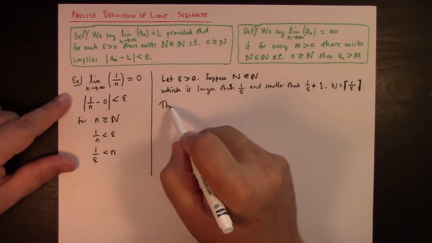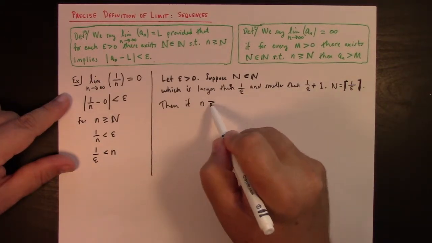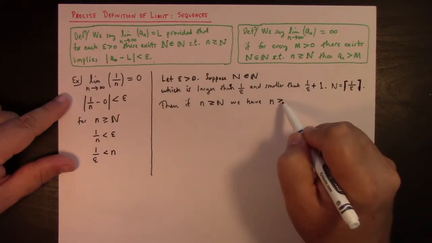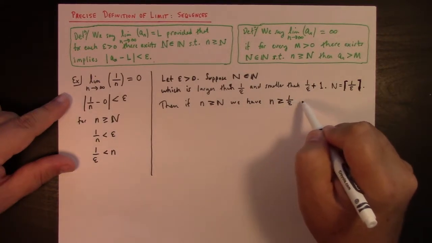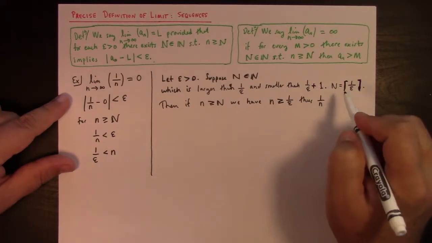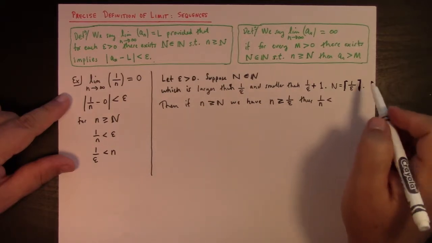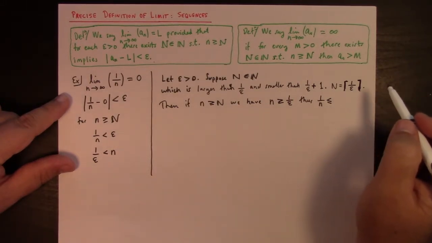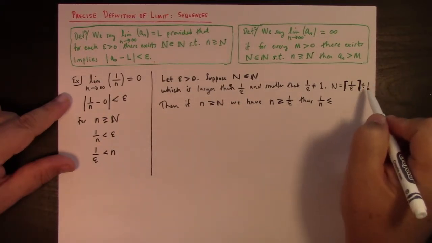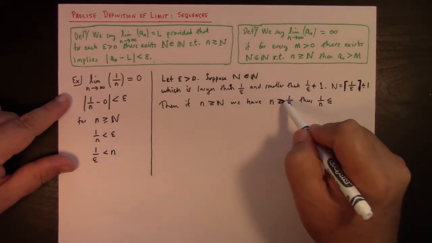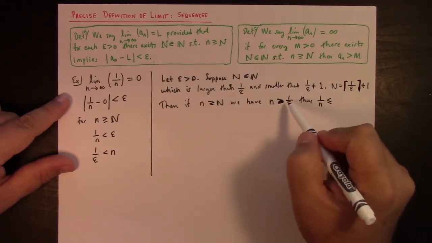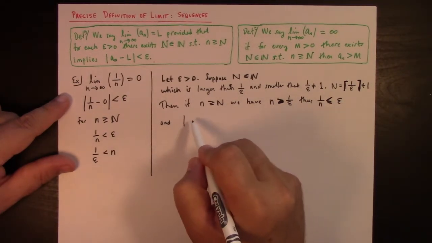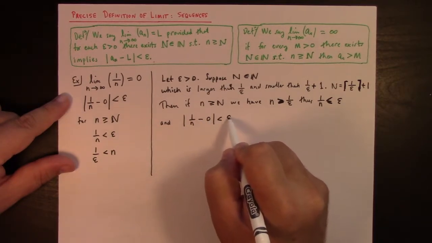Alright. Then, if n is greater than or equal to N, we have n is greater than or equal to 1 over epsilon. Thus, 1 over n is less than or equal to epsilon. Well, I don't want the equality, so how can I fix that? Let's add 1 to this just to be safe. If I add 1 to this, then I definitely have a strict inequality here. So 1 over n is less than epsilon, and so you see the absolute value of 1 over n minus 0 is less than epsilon, right?